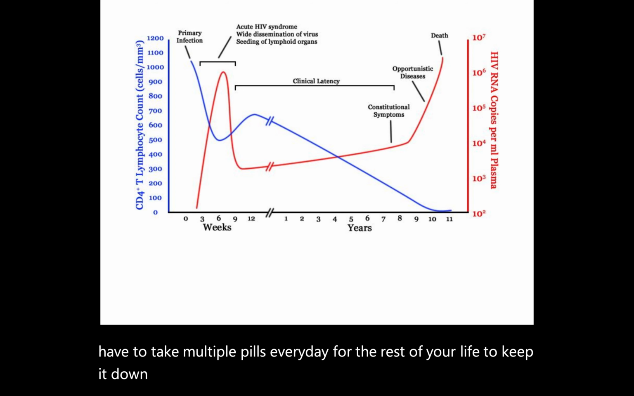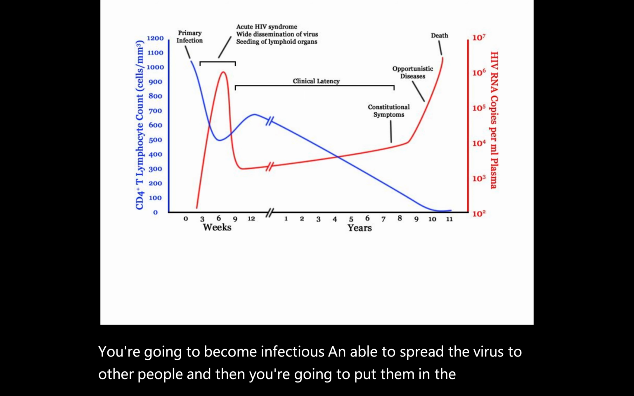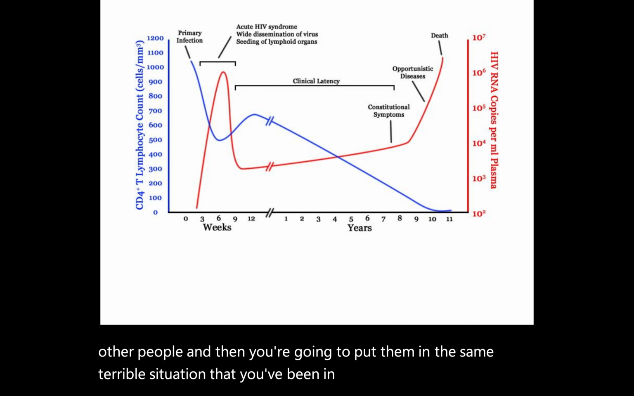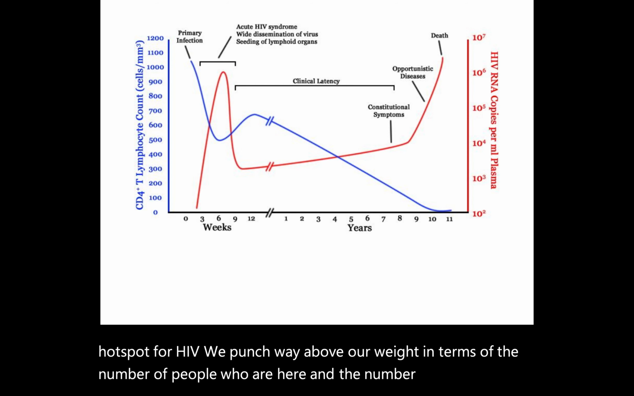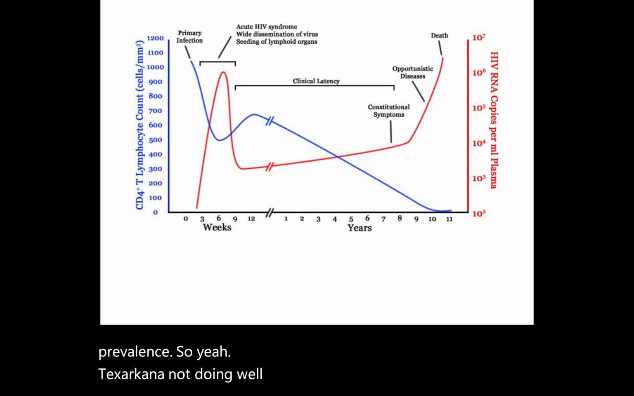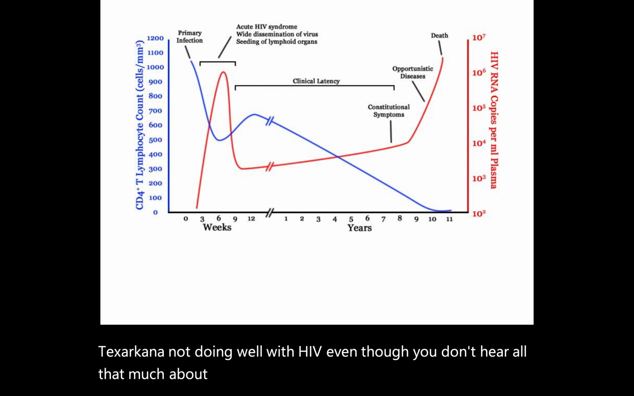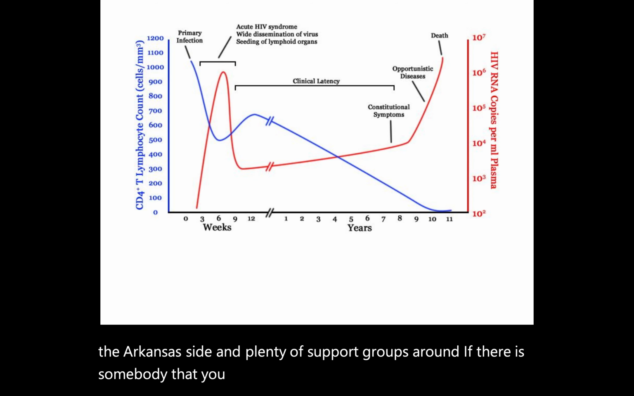And if you stop doing that for any reason, you're going to become infectious and able to spread the virus to other people, and then you're going to put them in the same terrible situation that you've been in. So Texarkana is, by the way, a hotspot for HIV. We punch way above our weight in terms of the number of HIV cases, HIV prevalence. So Texarkana is not doing well with HIV, even though you don't hear all that much about it. But there are clinics in town, I believe, over on the Arkansas side, and plenty of support groups around if there is somebody that you know who has this, or if you might have this.